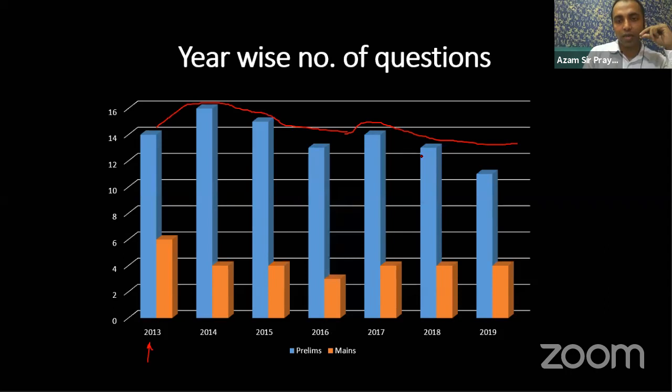2020, we can consider the pattern to be on the increasing side. And again, 2021, again, it could be on the increasing side. Probably from 2022 onwards, the questions might decrease. For 2 years, again, it will increase. So it increases for 2-3 years, then decreases for 2-3 years. You can consider that as a pattern.